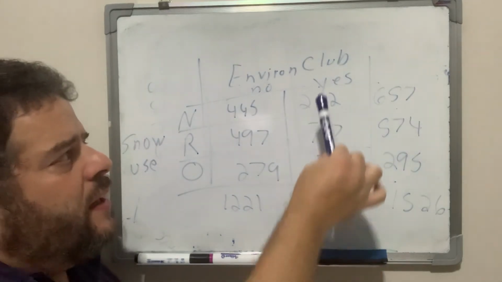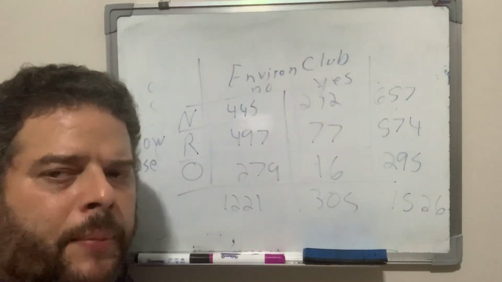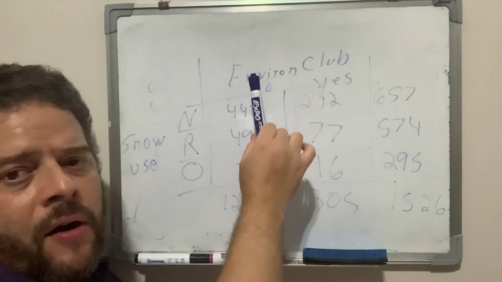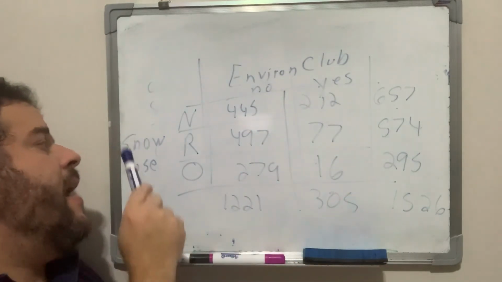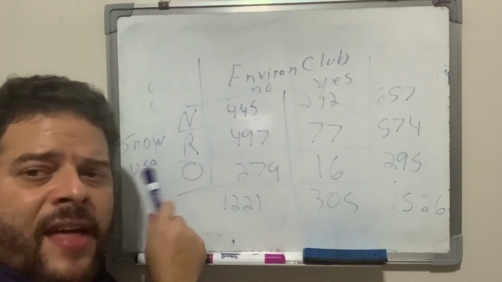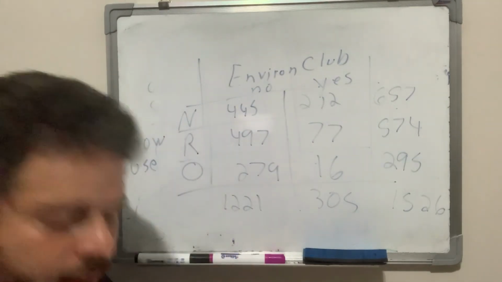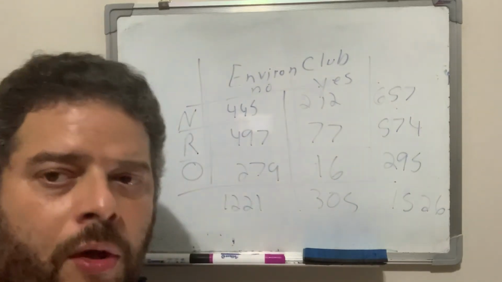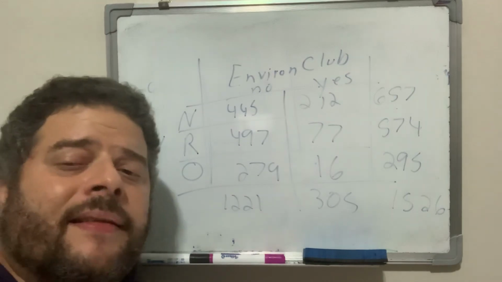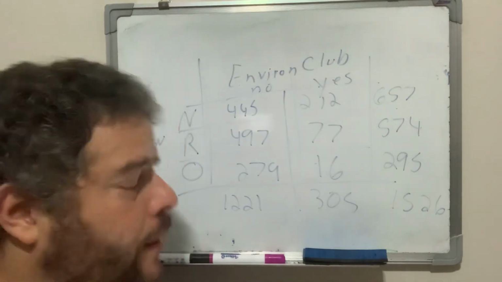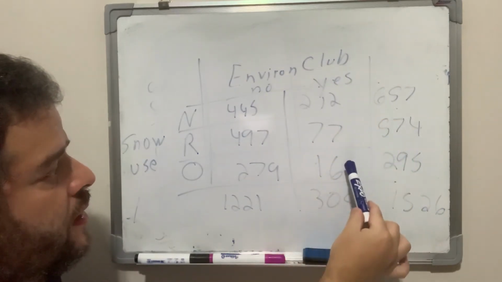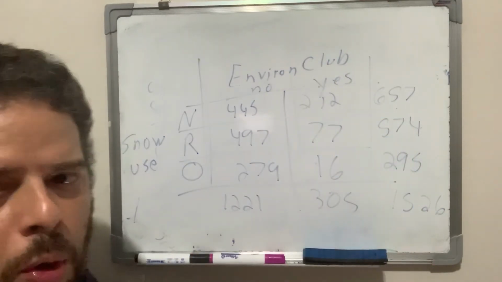Again, I'm seeing one variable, belongs to environmental club, and the two categorical data sets are no and yes. And I have another variable, snowmobile use, and the categories within that variable are never, rents, and owns. So for example, a person could say, I do belong to the club and I own a snowmobile. So that person will fall right here. He belongs to the club and he owns a snowmobile.